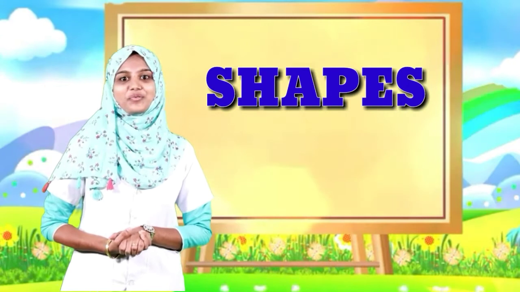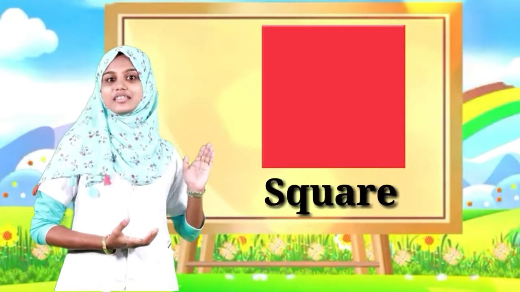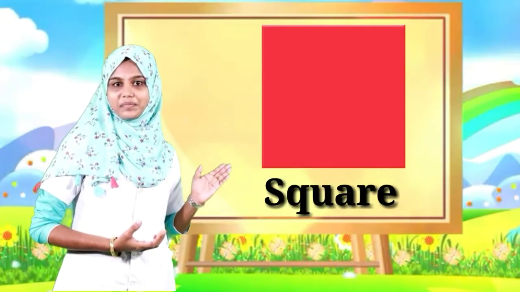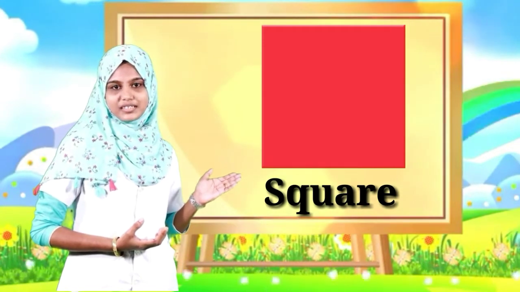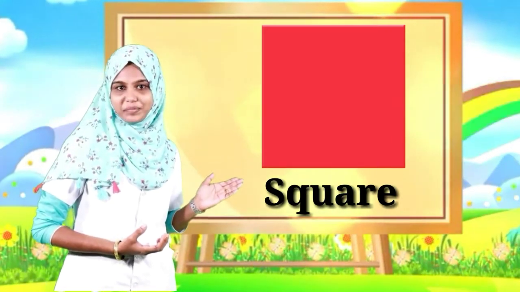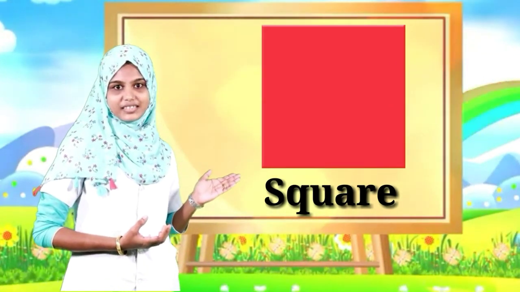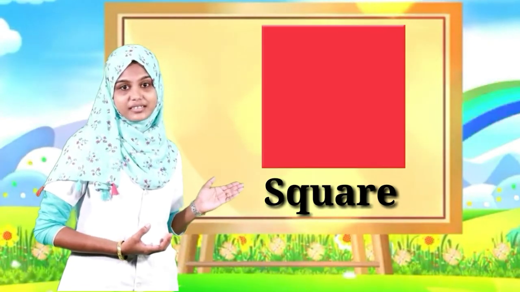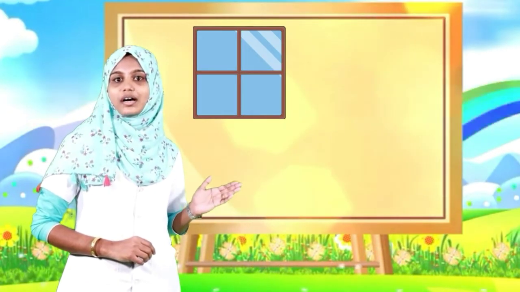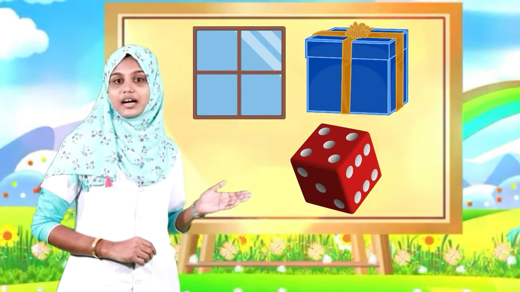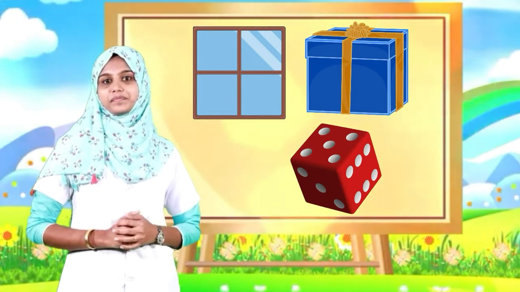Look children, we look at the shapes. This is a square. What is this? A square. It has four equal sides. A window, a gift box, and dice are in square shape.